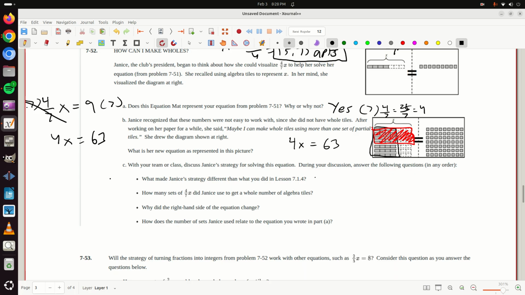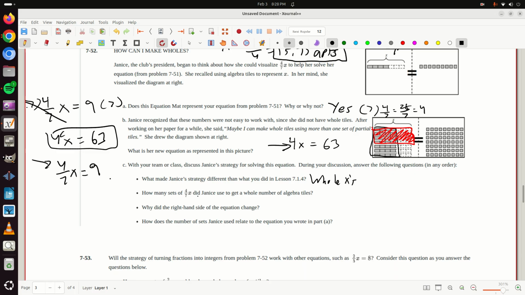So she's making whole x's, right? It's called the integer coefficient. We give a whole number coefficient instead of a fractional coefficient. If it's 4/7 x equals 9, this is a fractional coefficient, but people feel comfortable with a whole number coefficient, so that's what we did. So that would be one.